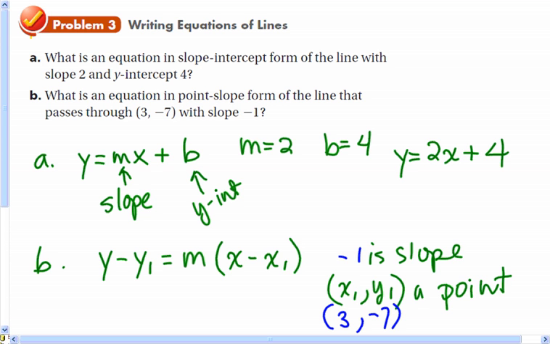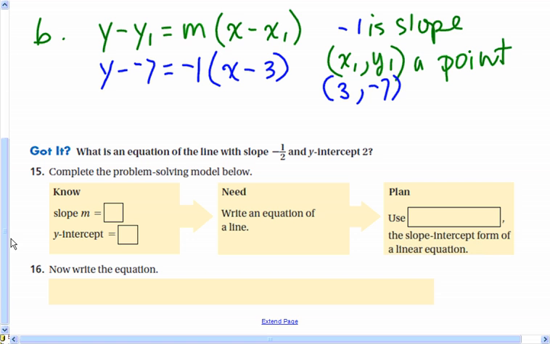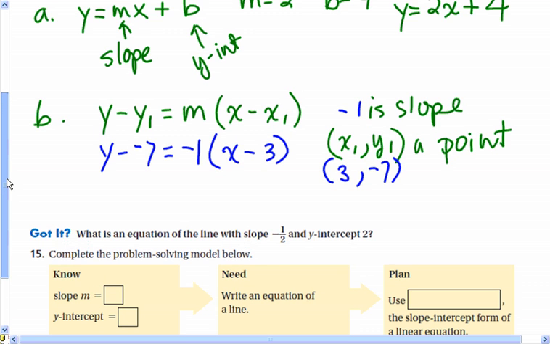So we're going to substitute those in, and we get y minus -7 is equal to the slope, which is -1, times the quantity x minus the x coordinate. And just to clean that up a little bit, I'm going to write y minus -7 as y plus 7 equals -1 times the quantity x minus 3, and that's point-slope form.